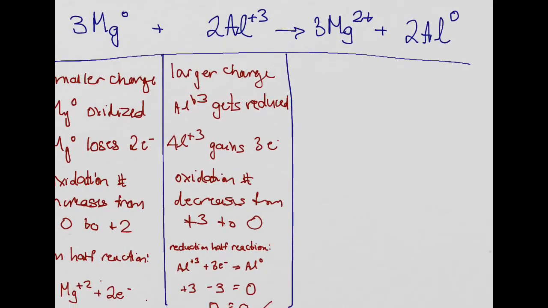Let's take a look at the products. So the species to the right of the arrow in a redox equation, like magnesium ion and the aluminum element, are the results of the species on the left side that have lost and gained electrons. Therefore, the species on the right are neither oxidized nor reduced.